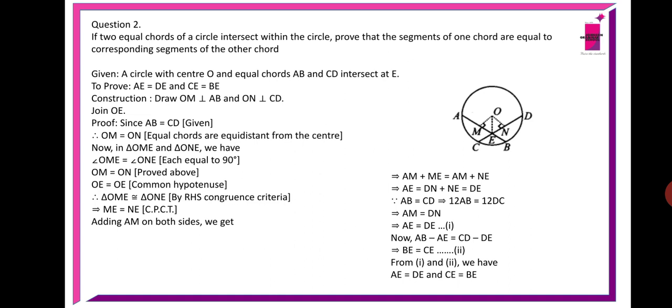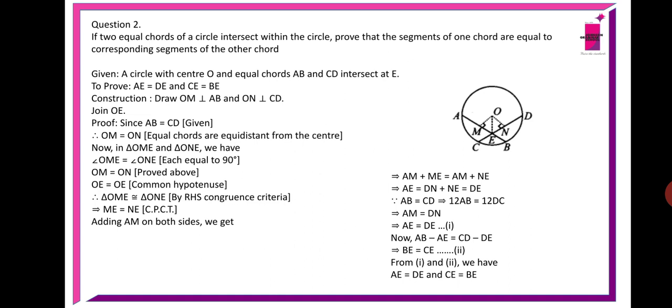Join OE. Proof. Since AB equals CD, given data, therefore OM equals ON, as equal chords are equidistant from the center. Now, in triangle OME and triangle ONE, we have angle OME equal to angle ONE, each equal to 90 degrees, OM equal to ON, proved above, and OE equal to OE, common hypotenuse. Therefore, triangle OME is congruent to triangle ONE by RHS congruency rule, which implies ME equals NE by CPCT.